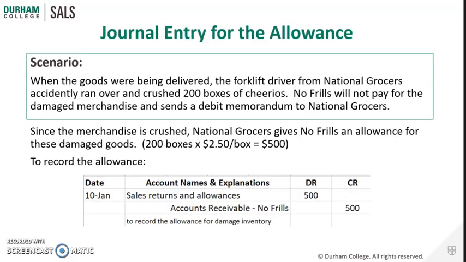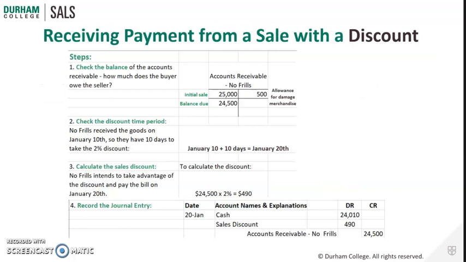So let's go back to our example about National Grocers and No Frills and review this scenario. When the goods were being delivered, the forklift driver from National Grocers accidentally ran over and crushed 200 boxes of Cheerios. No Frills will not pay for the damaged merchandise and sends a debit memorandum to National Grocers. So now National Grocers needs to record this in their books. Since the merchandise is crushed, National Grocers gives No Frills an allowance for these damaged goods. So we take the 200 boxes times the $2.50 per box, what we charge them, that equals $500. So we're going to debit sales returns and allowances for $500, and we're going to credit accounts receivable for No Frills for $500.